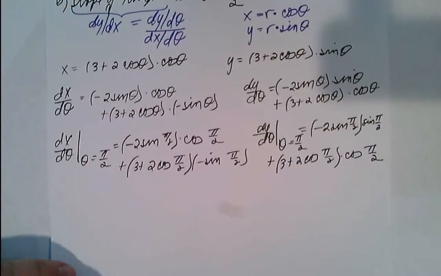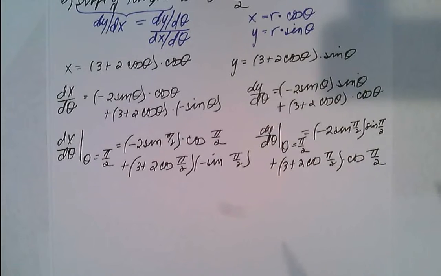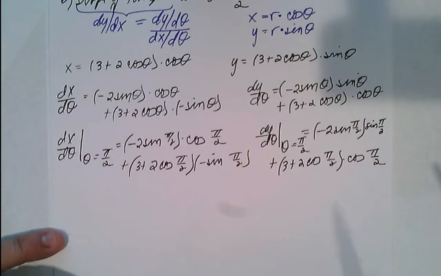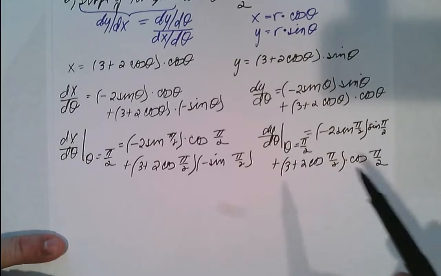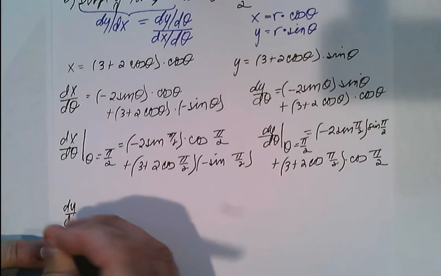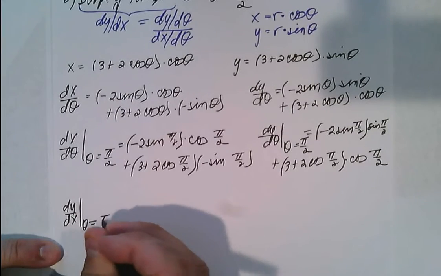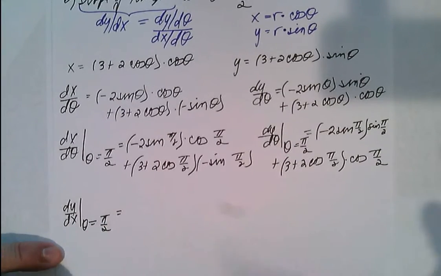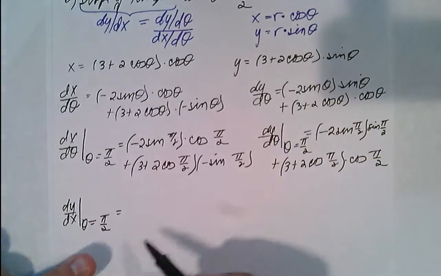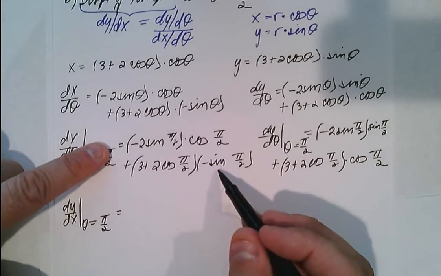And I know that if you've been watching these videos, you've heard me say again and again, don't simplify. And that is correct, and that's still good advice. You want to keep in mind we're not done yet, because what you need is dy dx at theta equals pi over 2. So you're going to take this whole expression, you're going to divide it by this expression over here.